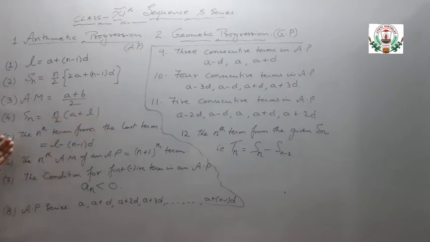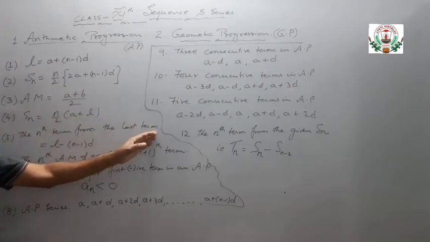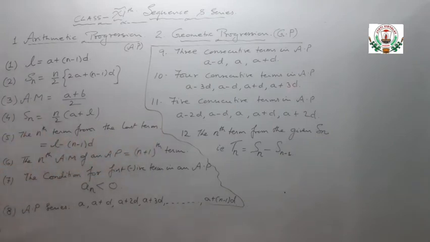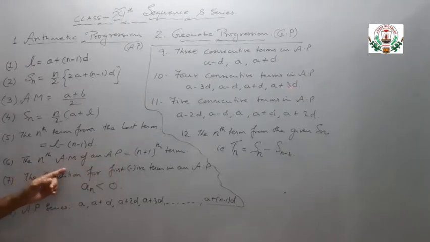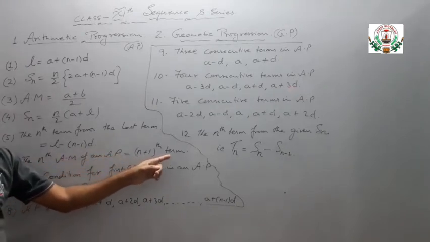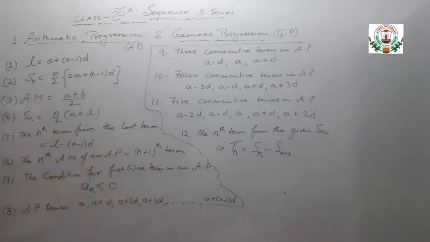If we want to calculate the nth term from the last term of the given series, we have to apply the formula last term minus (n minus 1) into D. The nth arithmetic mean of an AP is the (n plus 1)th term. The first arithmetic mean of an AP will be our second term, always remember it. The first arithmetic mean will be the second term, the second arithmetic mean will be the third term, the third arithmetic mean will be the fourth term.